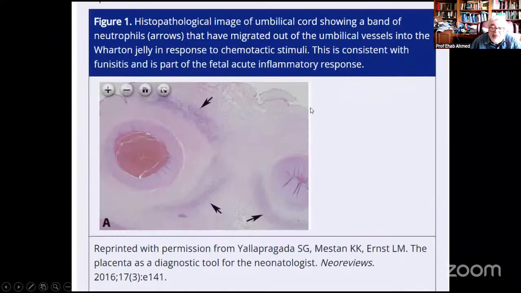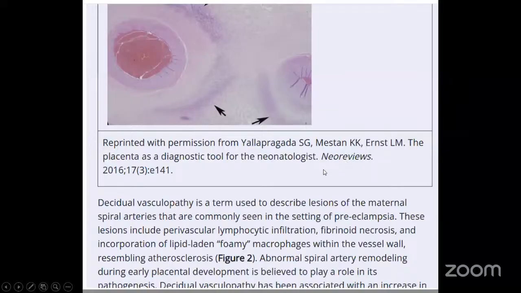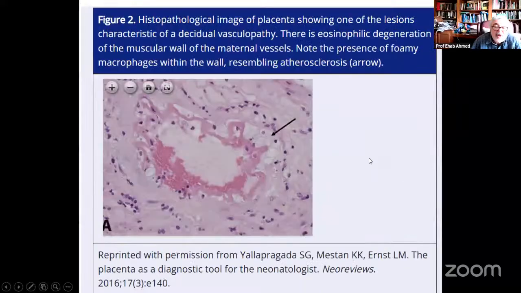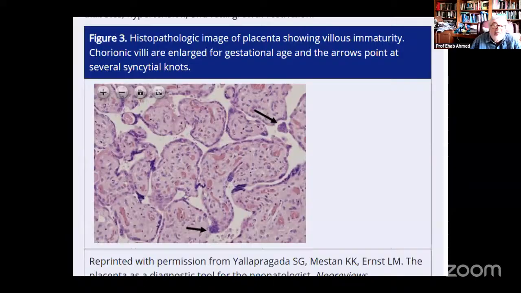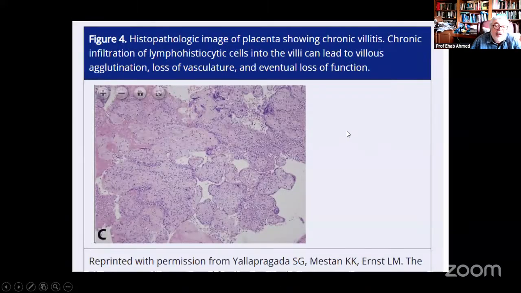And I will show you some histopathologic pictures. This is for funisitis. And yes, the same picture. This is vasculopathy. And this is where the chorionic villi are enlarged. Yes, this is chronic villitis, which can affect the growth of the baby, of the fetus.